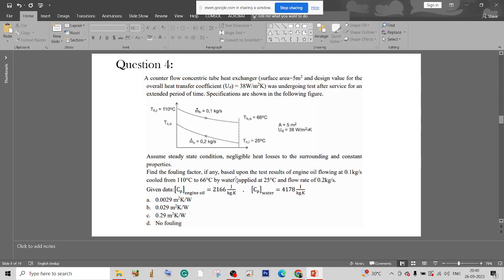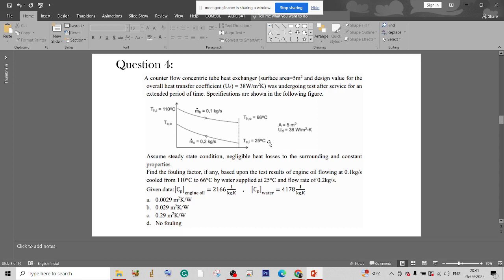Find the fouling factor, if any, based on the test result of the engine oil flowing at 0.1 kg per second. So the engine oil, the hot fluid, has a mass flow rate of 0.1 kg per second, and its temperature changes from 110 to 66. And the water, that's the cold fluid, inlet temperature is 25 degrees Celsius and flow rate is 0.2 kg per second. And the specific heat capacity is also given.